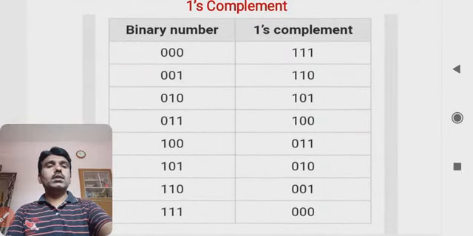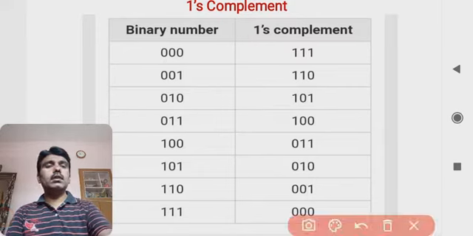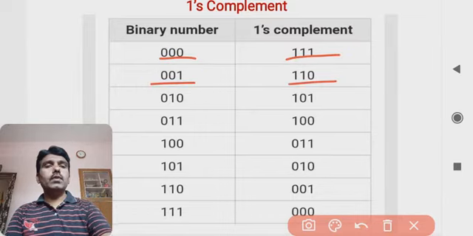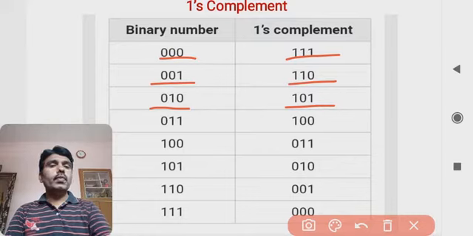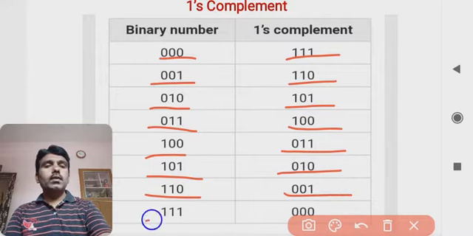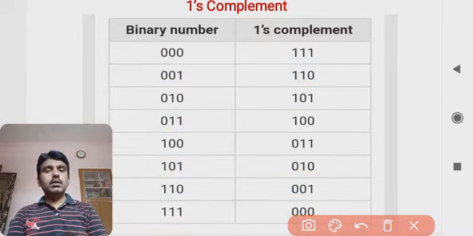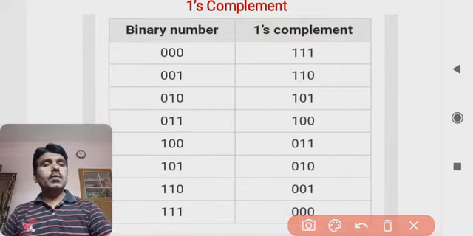For the binary numbers, the one's complements for the three digits are given here: 000 gives 111, 001 gives 110, 010 gives 101, 011 gives 100, 100 gives 011, 101 gives 010, 110 gives 001, 111 gives 000. By completely inverting each bit, you will get the one's complement.